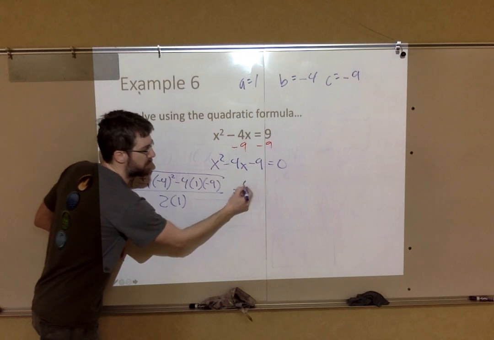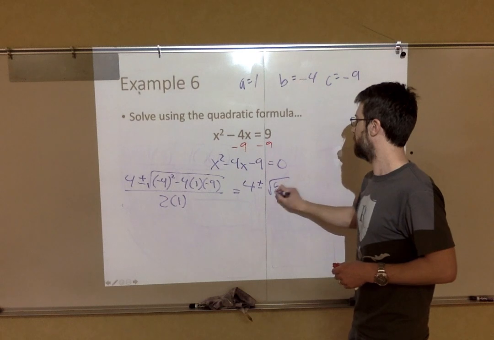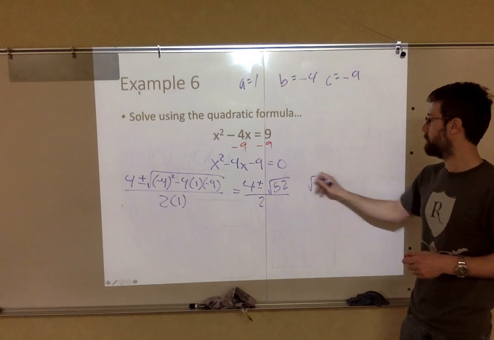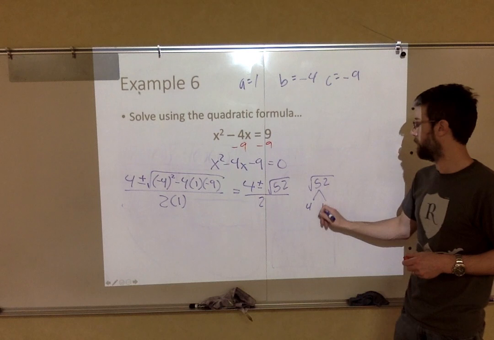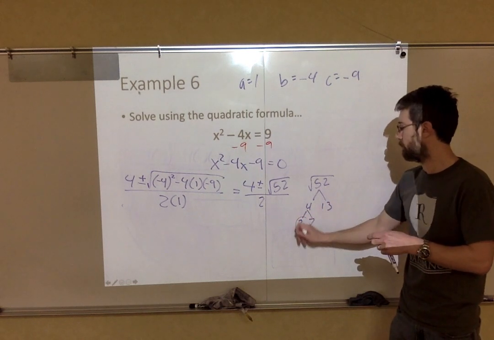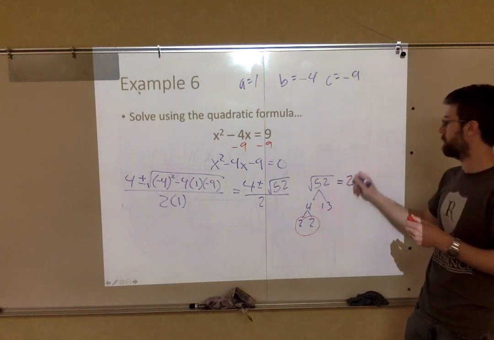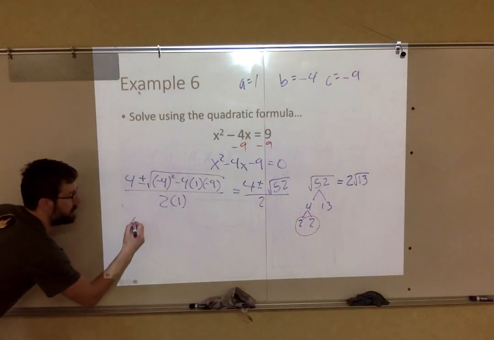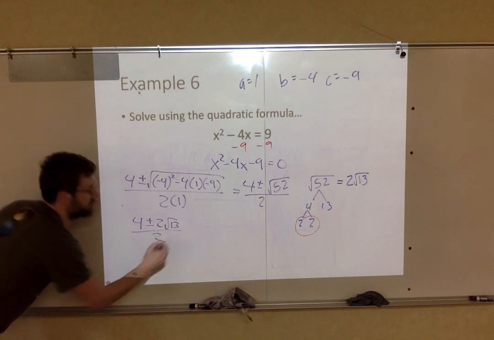This is going to then reduce to 4 plus or minus the square root of 52 all over 2. Square root of 52, if we factor that out, is 4 and 13. So we've got a single group of 2. So the square root of 52 is equal to 2 times the square root of 13. That means this is 4 plus or minus 2 root 13 over 2.